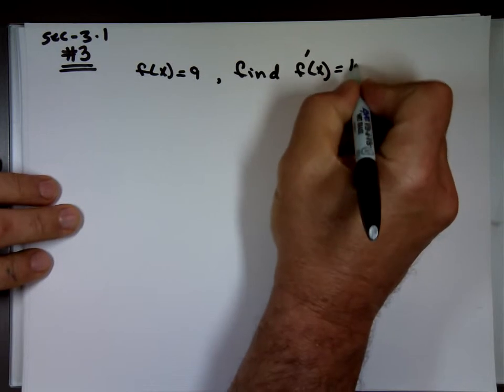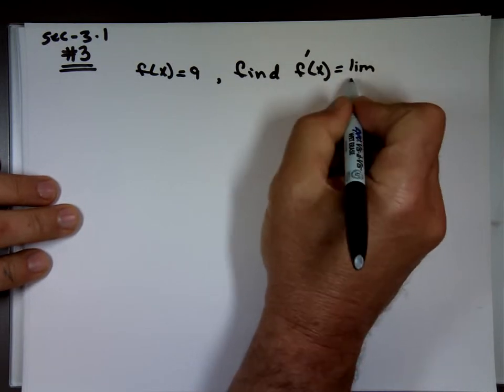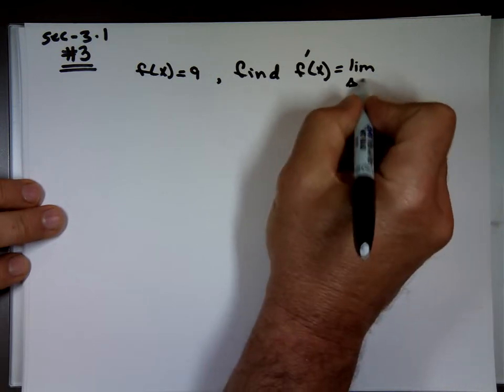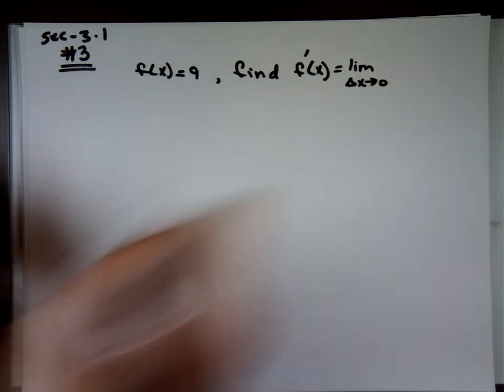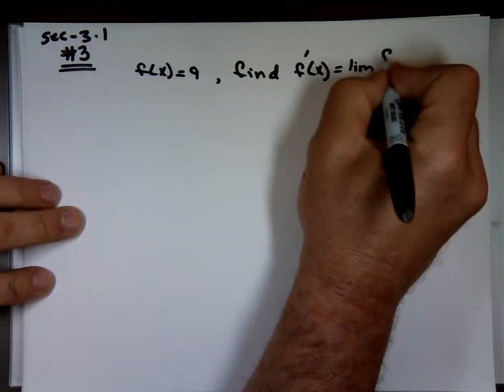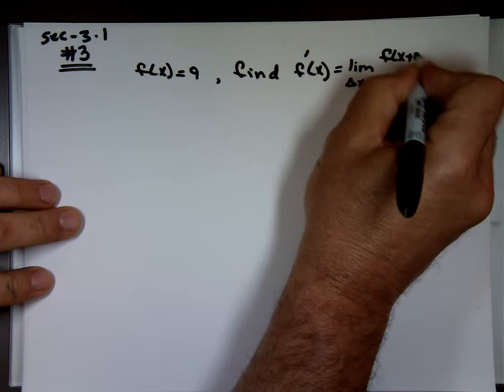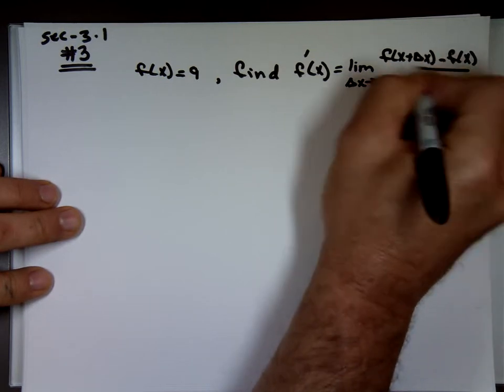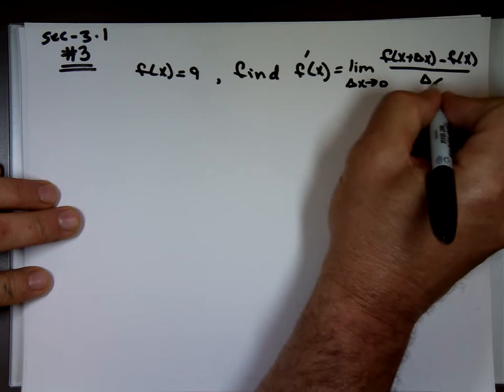It's the limit as what? Do you want to use delta x or h? Which one? Any preference? Delta x. I'll mix and match. Delta x approaches 0. For this, it's not bad to use delta x. f of x plus delta x minus f of x divided by delta x.